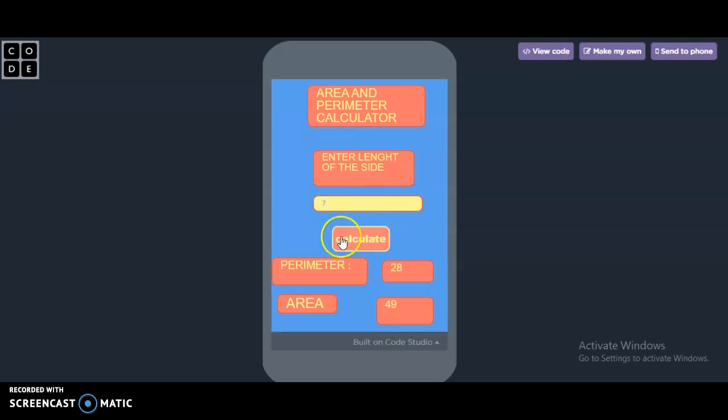Calculate. We have got it right. Area's formula is the number by itself, means area into area. So 7 into 7 is 49 and perimeter is a square, so into 4. 7 4s are 28. Let's check it out with the number 9 also. Yes, it's right. Hooray!